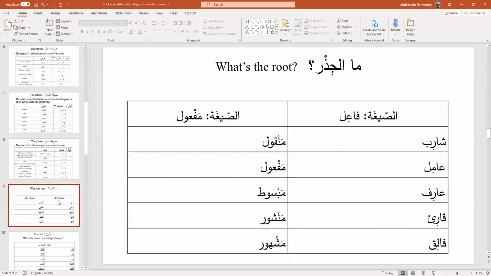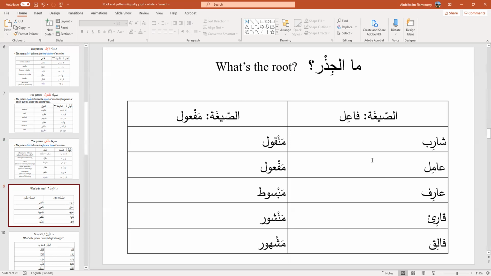So let's now get some activities right here. And here I'd like you to do this on your own. Okay, you can pause and do all of them. So here I am giving you the pattern. So all of these words, شارب, عامل, عارف, قارئ, فالق, all of these words right here are following the pattern فاعل. So you can stop here and try to do them on your own and get back to me, okay?